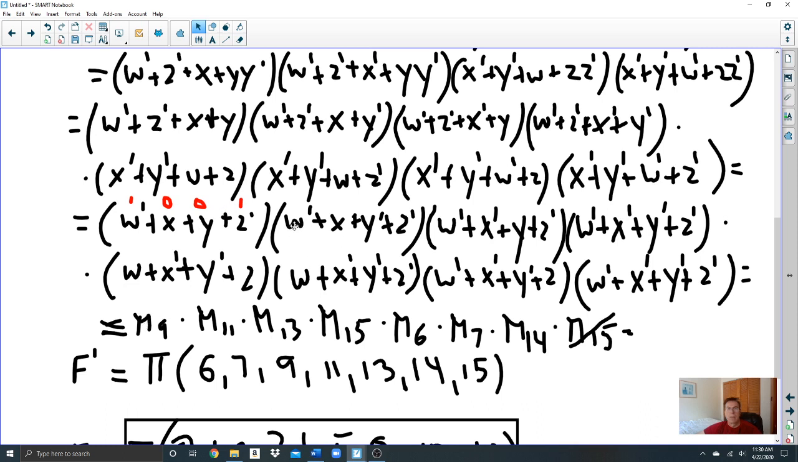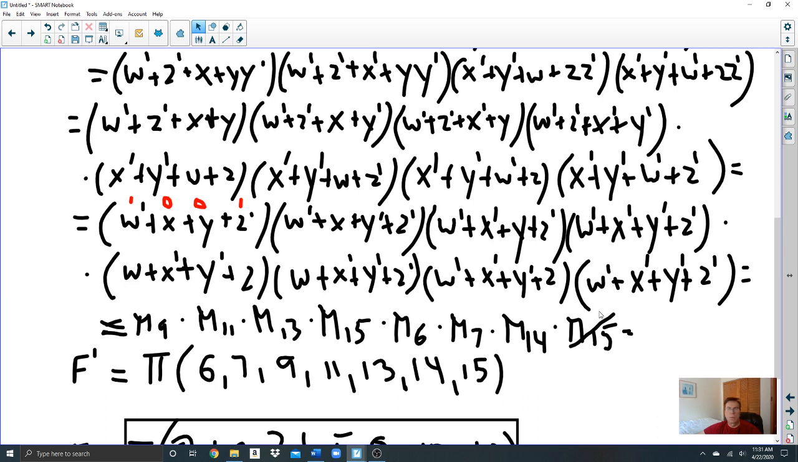Now let's look at this. 1, 0, 1, 1. That's 11. This is 8, this is 2, and this is 1. 8 plus 2 plus 1 is 11. So we have 11. Then this is 13. W prime, x prime, y prime, z prime. That's easy. Okay, that's 15, because 1, 1, 1, 1 is 15.